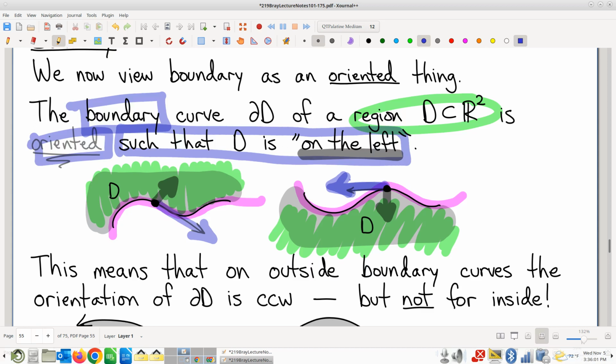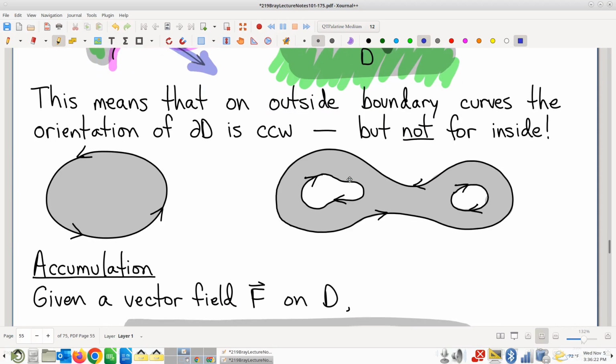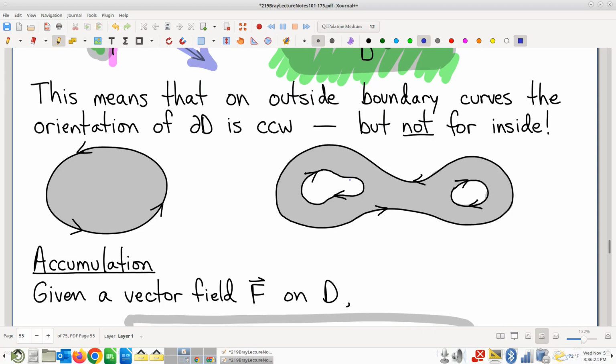Right? So you can't oversimplify this. It's not like we always go to the right, or we always go to the left, or we always go up, or we always go down. No, you can't. It's not that simple. You always go whichever direction puts the thing you're talking about the boundary of on your left as you go in that direction.